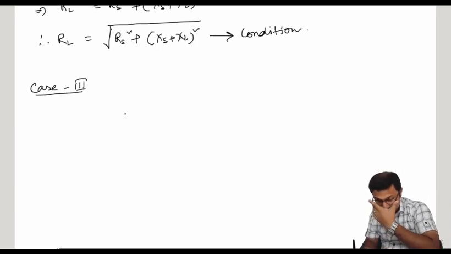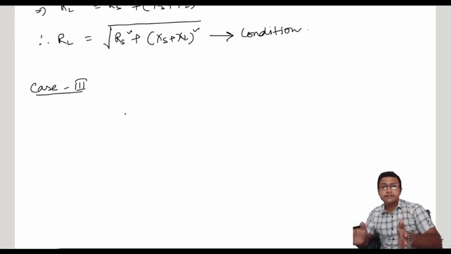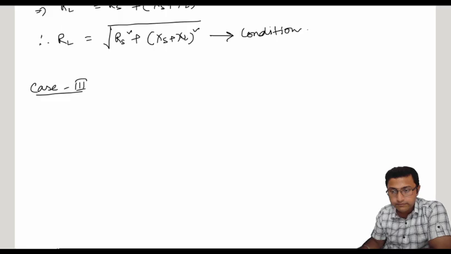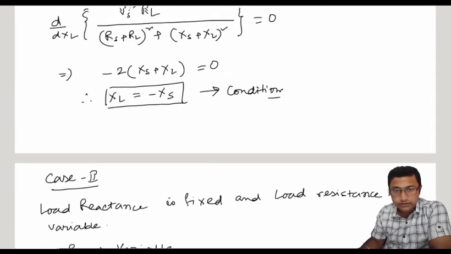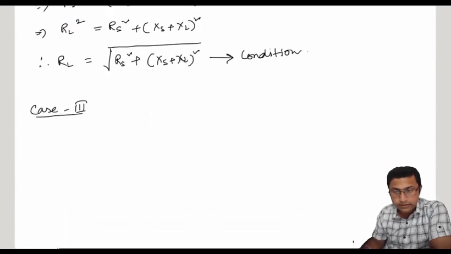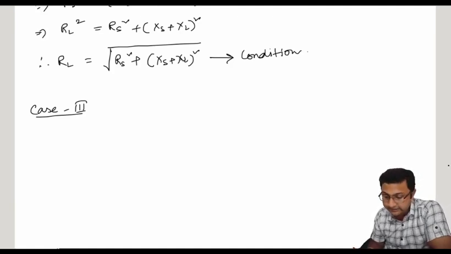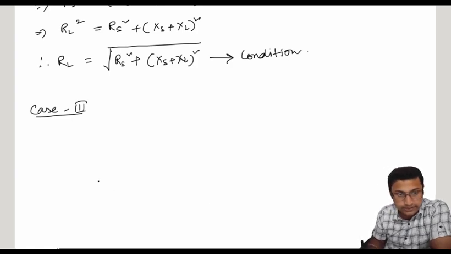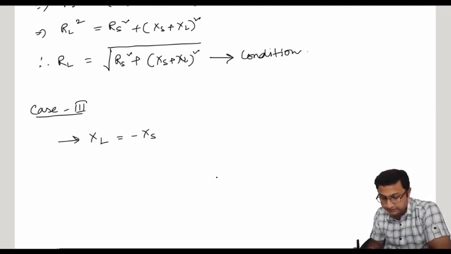So now the case 3, the third and final case. That means the load is such that both resistance and reactance are variable. Okay. So if I go to the third case, from case 1, that means when the load reactance is variable, we get that XL equal to minus XS.